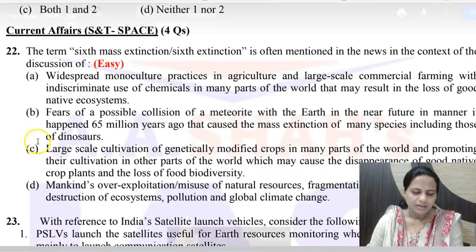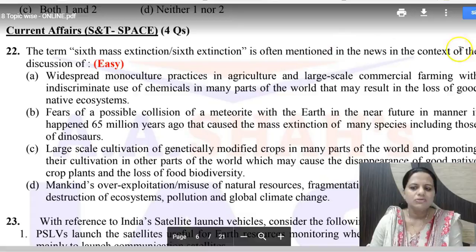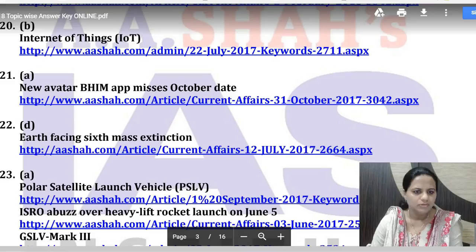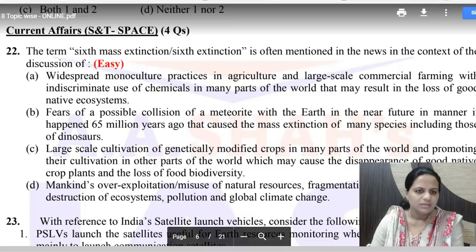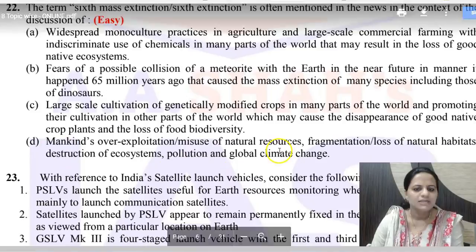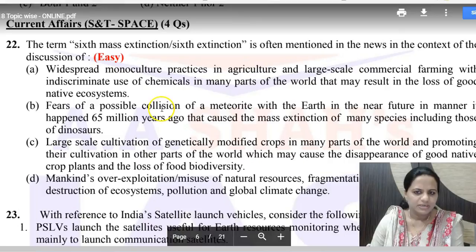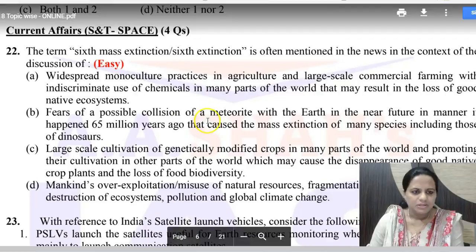Next is, the term sixth mass extinction is often mentioned in news in the context of, so this has directly been in news, sixth mass extinction. We had also discussed it on 12th July. So here the correct answer is D, overexploitation and misuse of natural resources. So it's regarding climate change. So this is the correct answer.